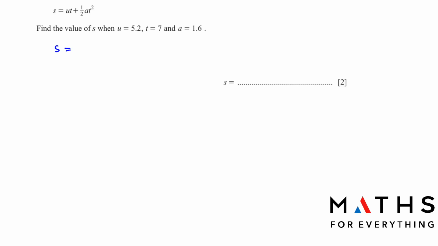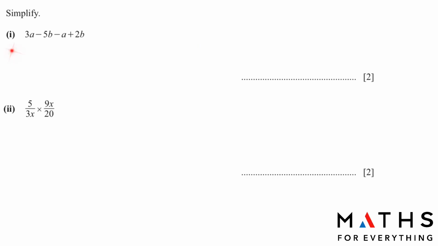S is equal to U, which is 5.2, multiplied by 7, plus half, and A is 1.6 times T square, which is 7 square. Brackets, the reason I'm putting brackets is sometimes children make mistakes when they are putting it in the calculator. So that's why. And this will give us 75.6. So that's the answer.